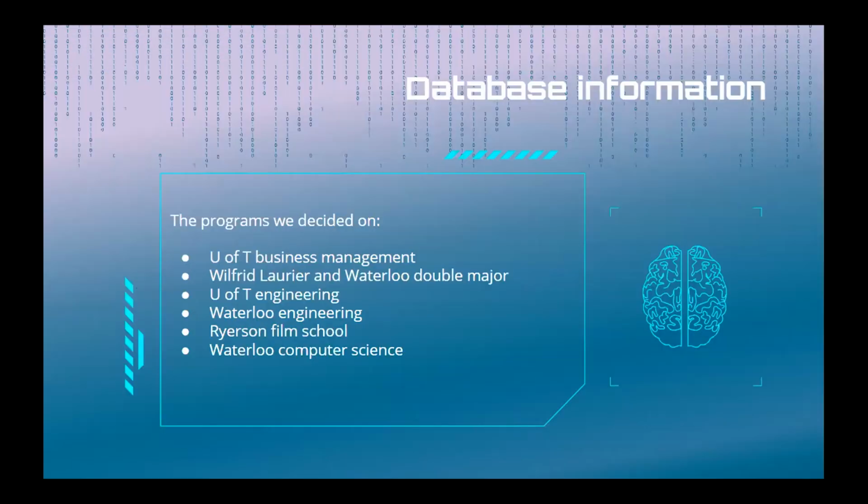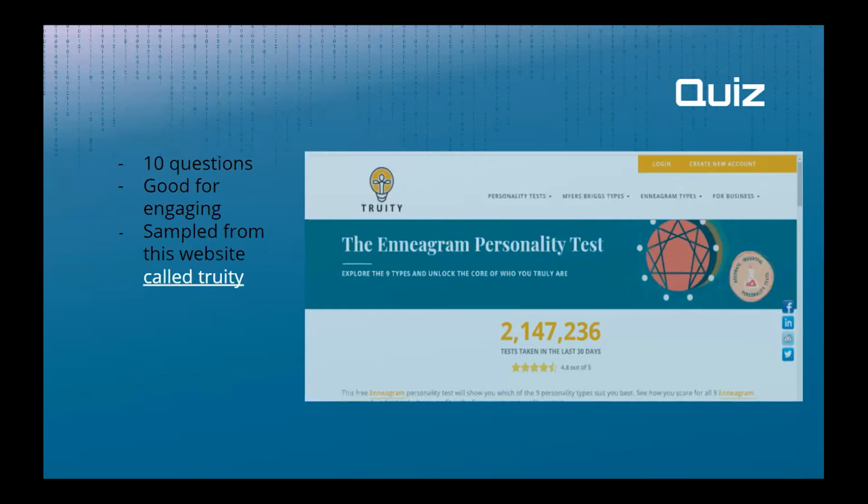For the database information, we've included 6 programs: the UFT Business Management, Wilfrid Laurier and Waterloo Double Major, UFT Engineering, Waterloo Engineering, Ryerson Film School, and Waterloo Computer Science. Sadly, we didn't have enough time to include more programs that we would have liked. However, we had to code everything from scratch, so it was very hard for us to include more than 6 as of now.